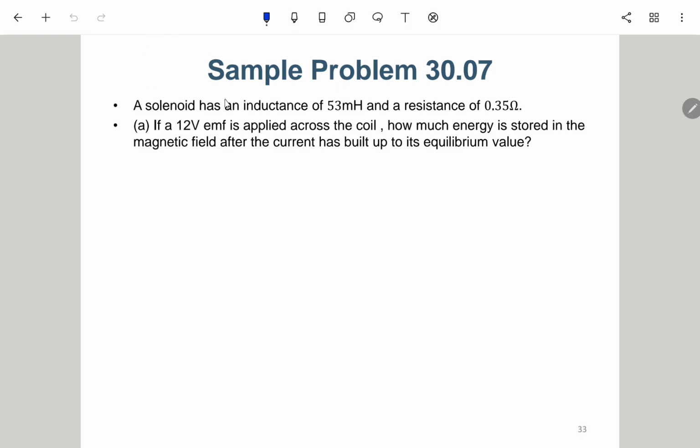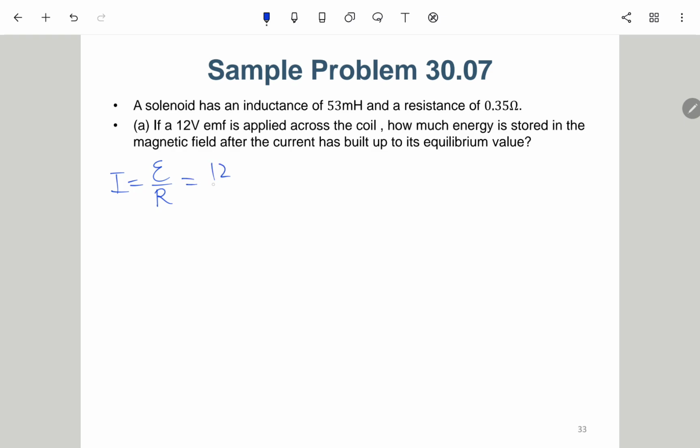Okay, so here we have another sample problem. So it says a solenoid has an inductance of the same value, resistance with the same value. So if a 12-volt EMF is applied across the coil, how much energy is stored in the B field after the current has built up to its equilibrium value? Equilibrium value. So for part A, we have I equals E over R. Okay, so this will be the full current.